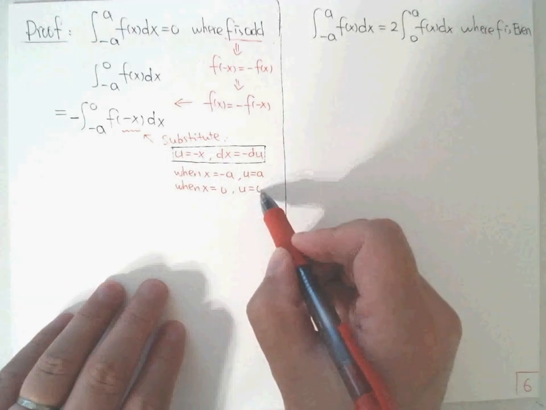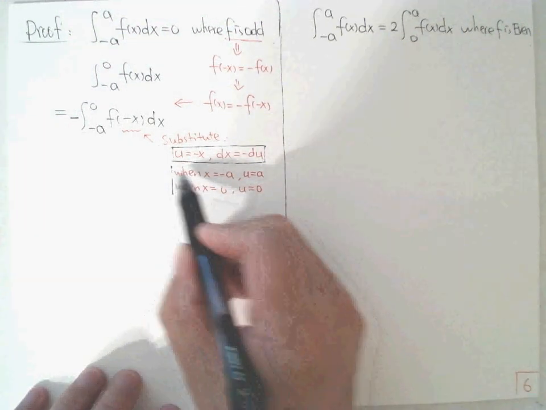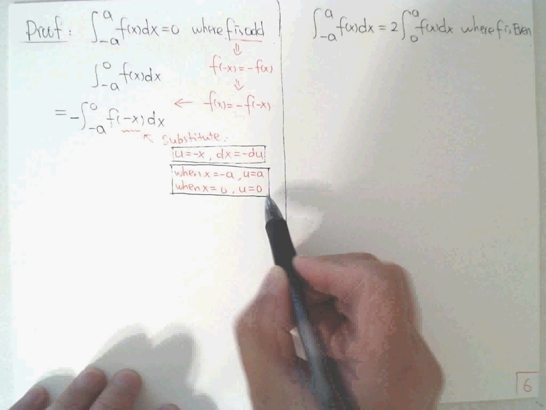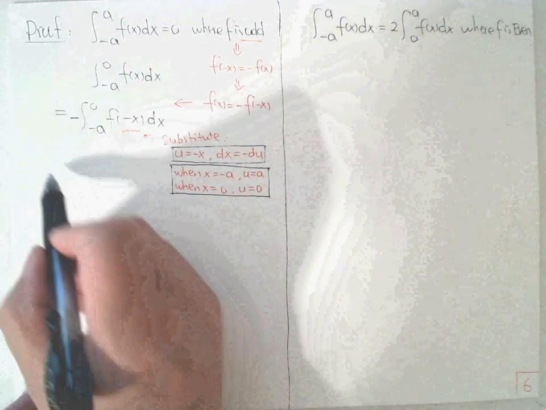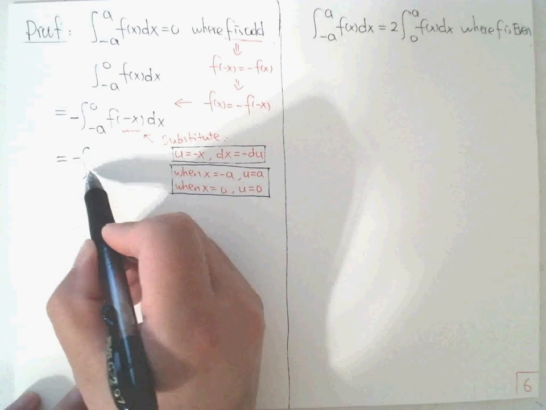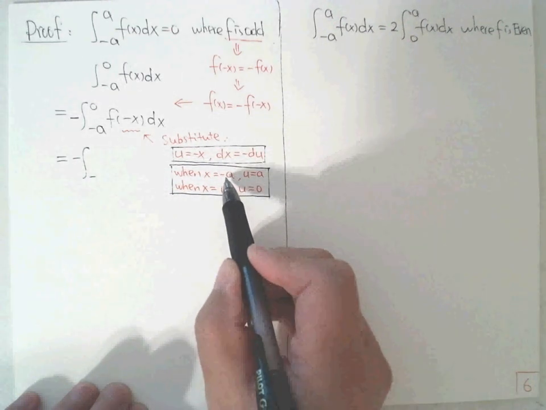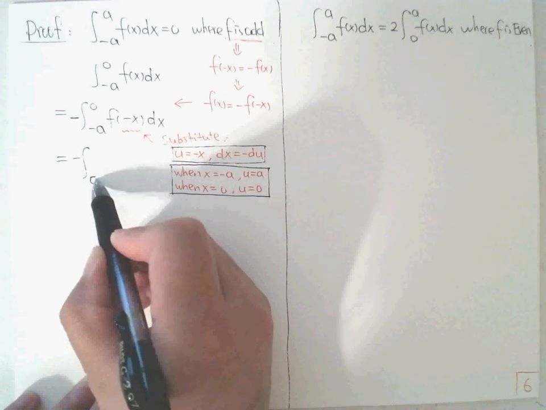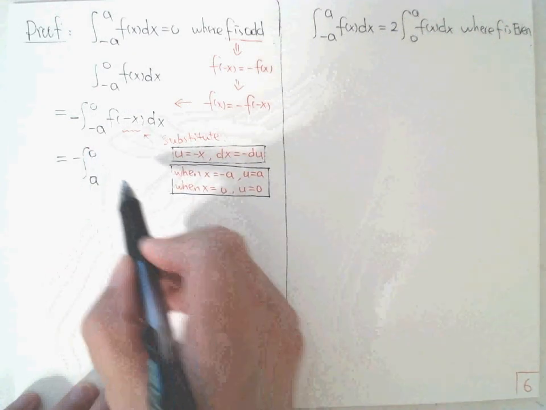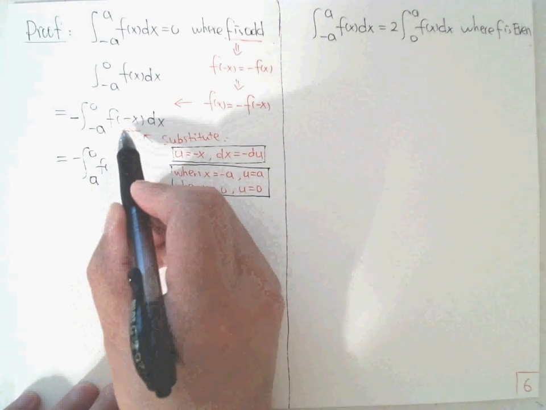When x equals 0, what is u? U is also negative 0, which is 0. Okay, so these are the limits we need. I put it in this box for the limits, and then I just plug in. What do we have? This time negative a becomes a, so this goes to a, and 0 goes to 0.